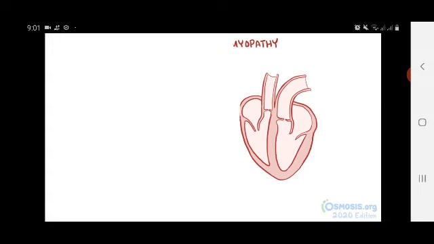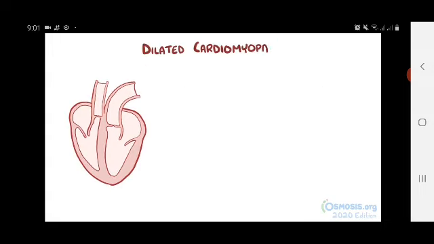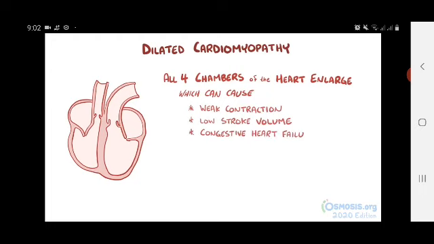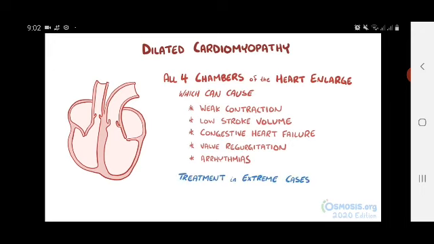All right, as a quick recap, dilated cardiomyopathy is a disease of the myocardium which causes all four chambers of the heart to get bigger. Because heart walls will be thin compared to the large chambers, this can result in weak contraction, low stroke volume, and congestive heart failure. It can also cause valve regurgitation and arrhythmias. Treatment, in extreme cases, is to do a heart transplant.